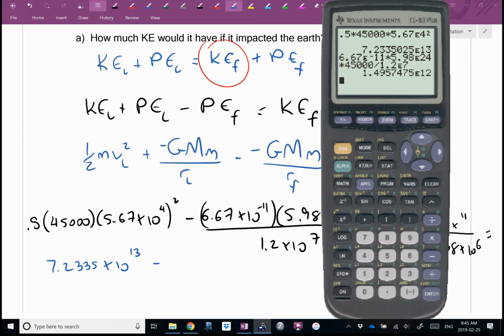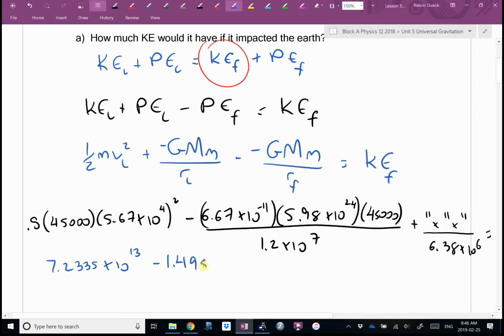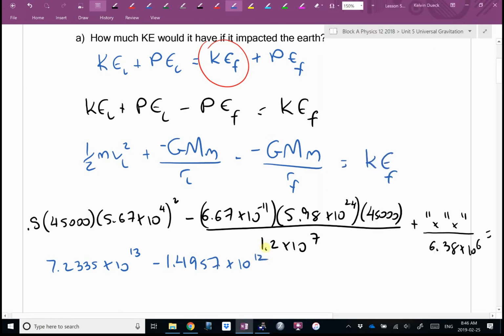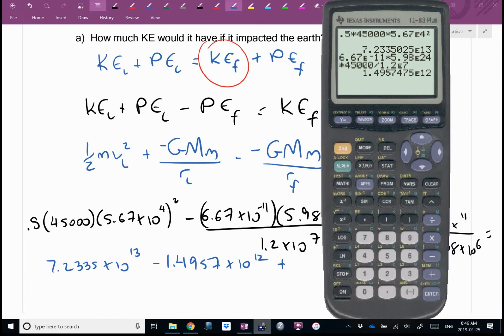I get a negative. I didn't bother typing the negative. 1.4957 times 10 to the 12th. And then I have a plus, all the same numbers, 6.38 times 10 to the 6th, 2.8133 times 10 to the 12th.